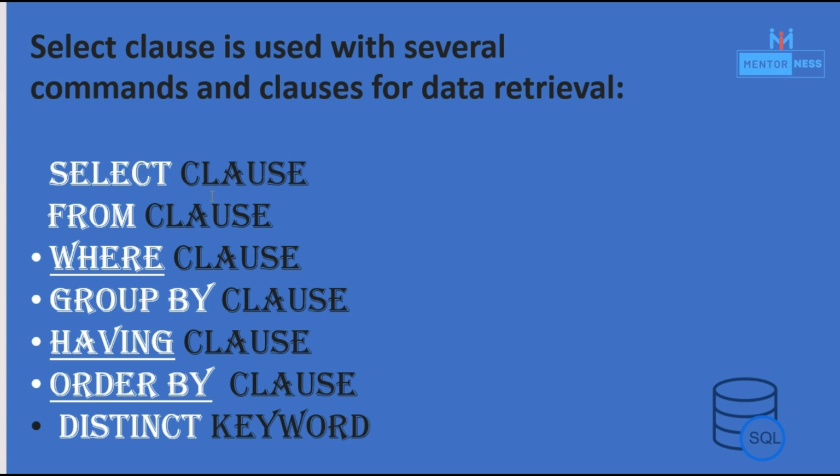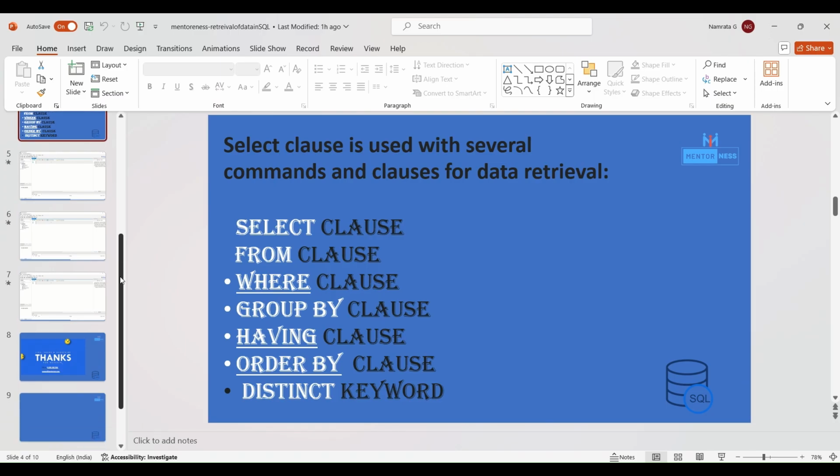The select clause and the from clause are best friends. They always participate together in data retrieval. Friends, here I mean the from clause is always used in conjunction with select. Now let's see a few examples.